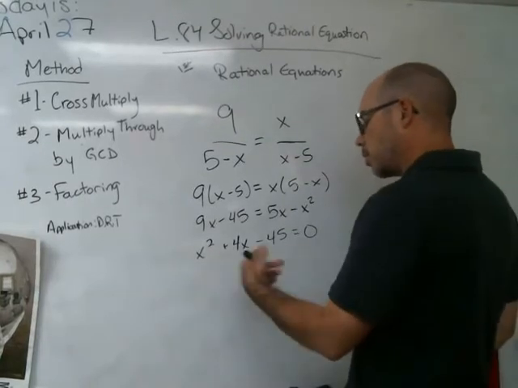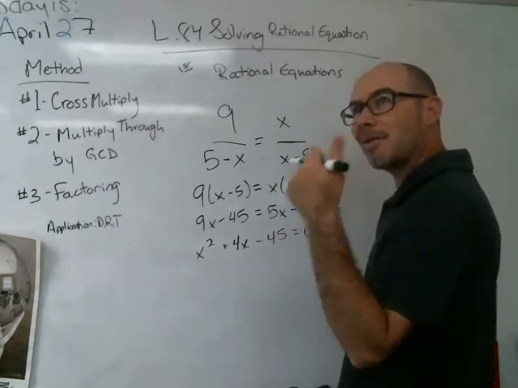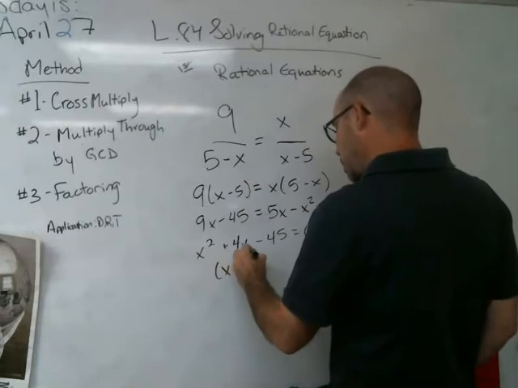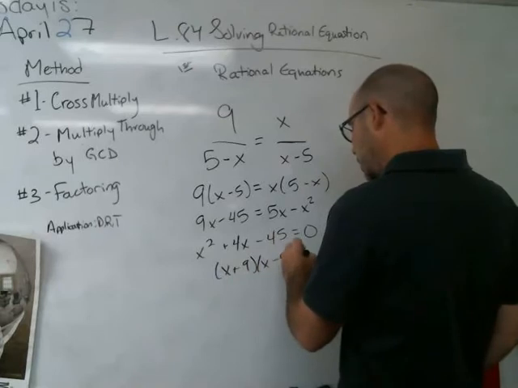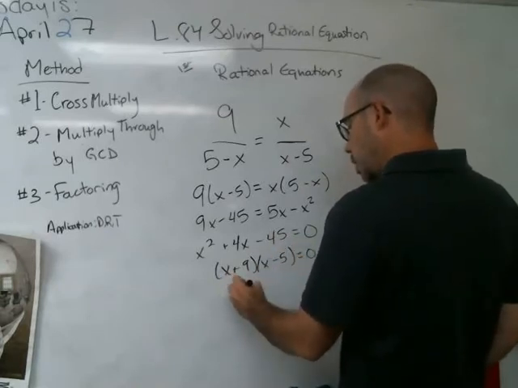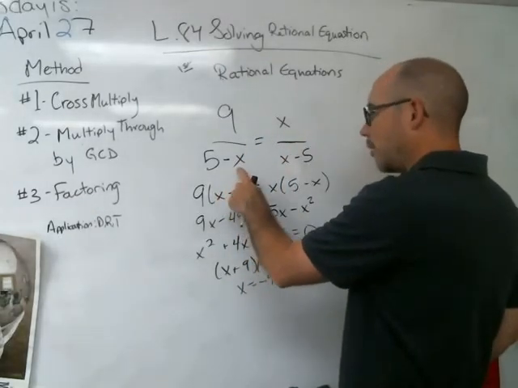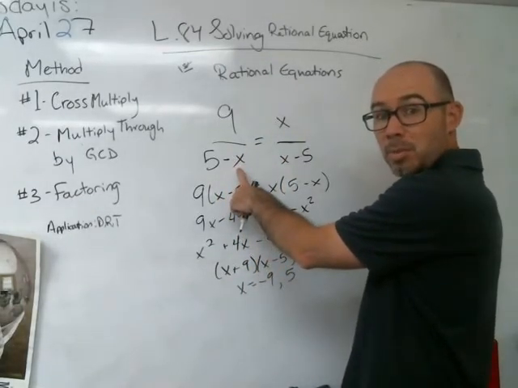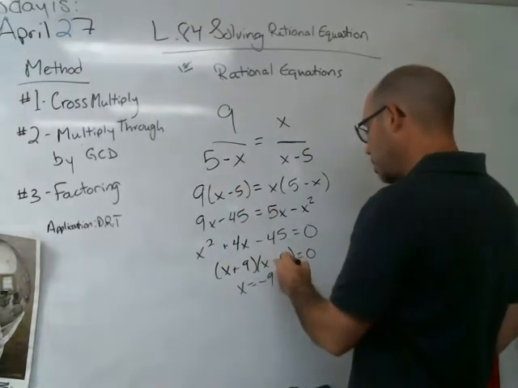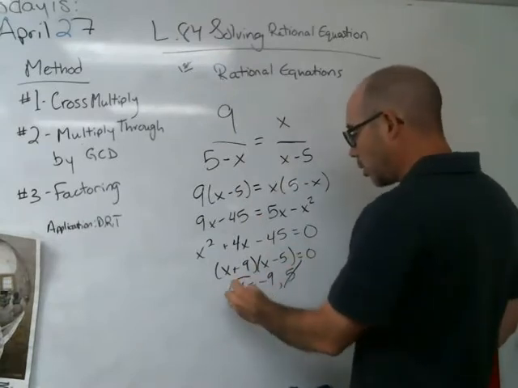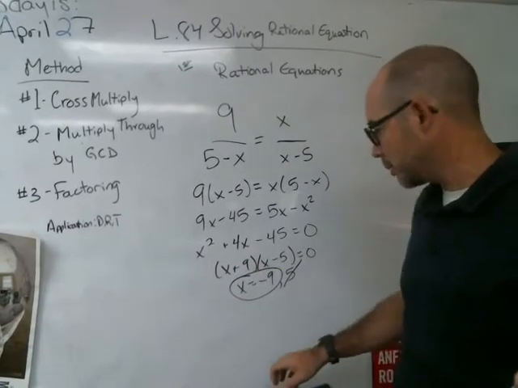Because at this point, we're trying to factor this out. 45's negative 45, 9 and 5, right? x minus 9, x plus 9 minus 5. And then so we get x equals negative 9 or positive 5. But look at the original problem. Does 5 work? No, 5's a problem. 5 minus 5 is 0. 9 divided by 0 is undefined. So we have to take off that one, and we can only use this one. You got to check on these ones because they have broken pieces.